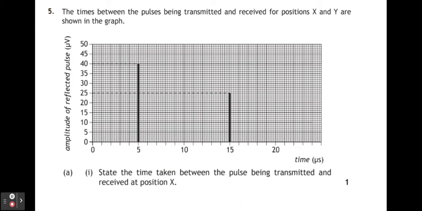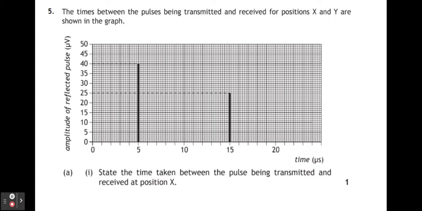The times between the pulses being transmitted and received for positions X and Y are shown in the graph. Part 1. State the time taken between the pulse being transmitted and received at position X. So, what this graph shows us is if the ultrasound is transmitted at time 0, the vertical line tells us when the detector detects that sound being received. The height of that vertical line tells us about the amplitude of the pulse being received.